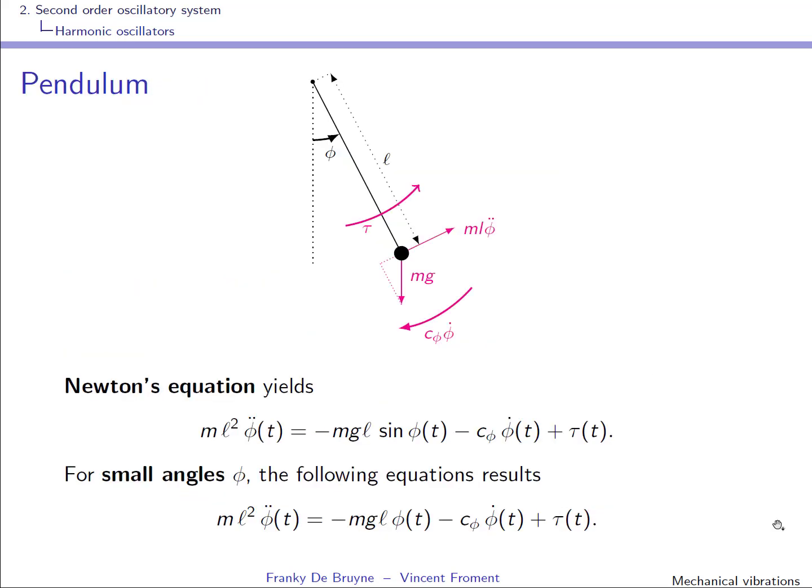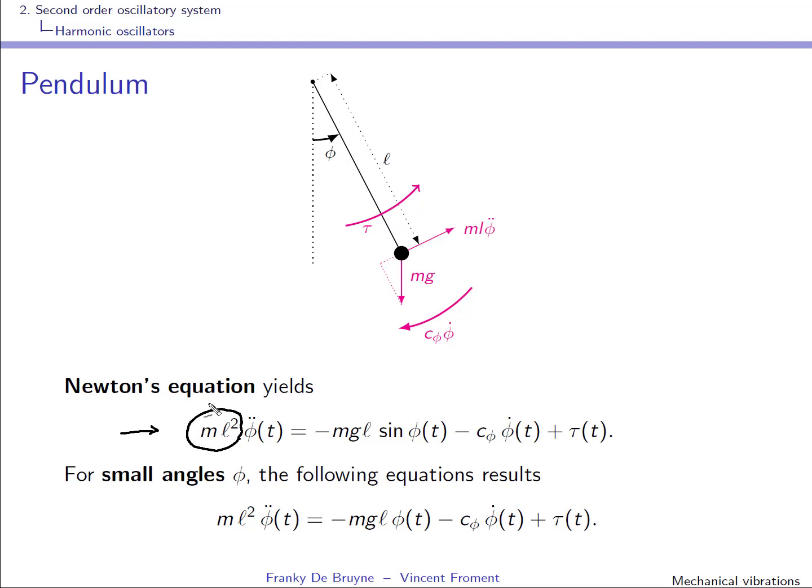Well, here you have a second example of a harmonic oscillator, which is the pendulum, and again we'll write down the second law of Newton, but this time in rotation. Then you have the moment of inertia times phi double dot, and this is a point mass which is rotating at a distance L from the point of rotation. So indeed the moment of inertia is m times this distance squared.